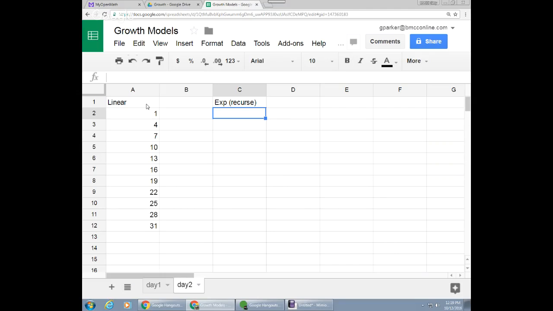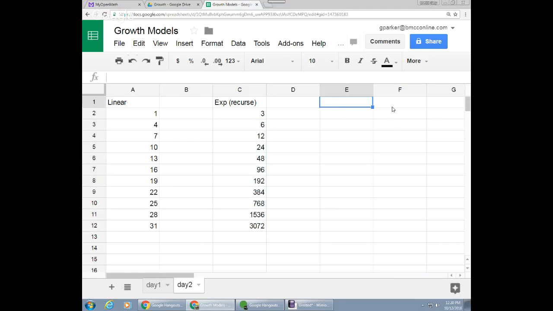Let's see, we were starting at 3, right? And then we had to double to get the next term. So I hit my equals, I type 2 times, and then I just click on the previous term. Then all I have to do is go back to that formula, point to the bottom right corner and fill it down, and it will automatically generate that list of numbers. So on a spreadsheet, recursive things are super fast and easy. Just takes a couple of steps.